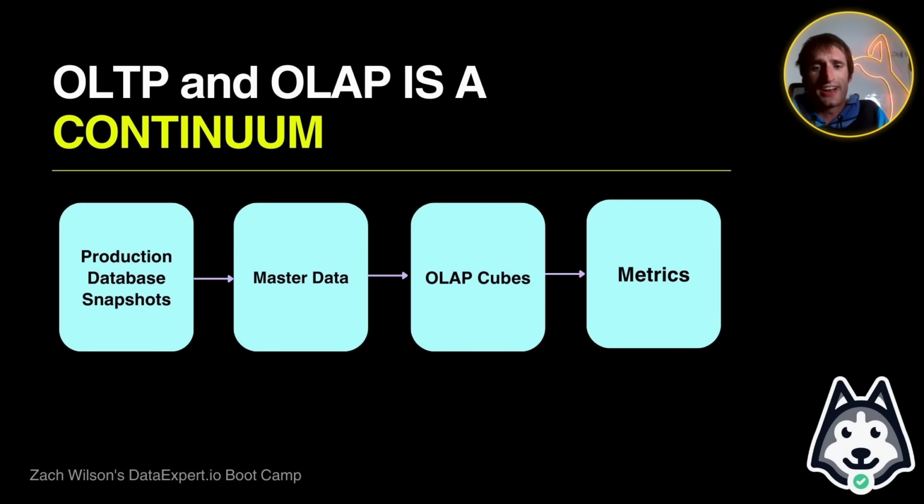And then master data feeds into OLAP cubes. This is where you get a lot of group bys and aggregates, and you crunch the data down another layer. And then OLAP cubes feed into metrics, where you crunch it down one more time. And usually metrics are now a single number for a day.